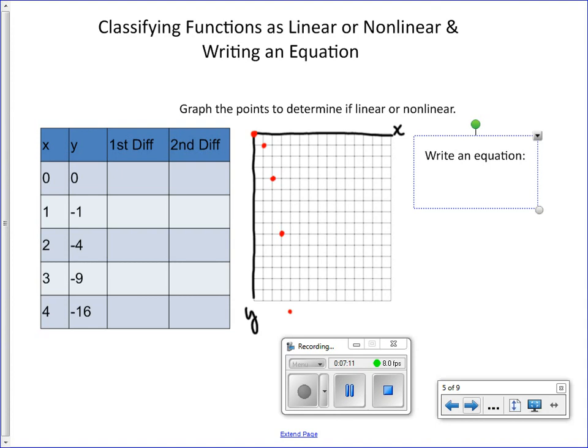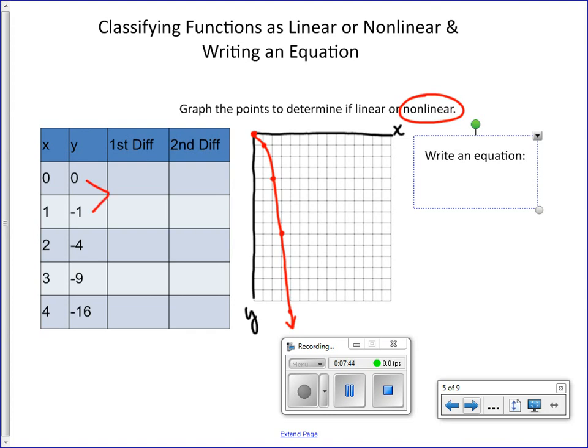Okay, as I join these points, and it's going to continue on in this direction, you can see that this is not exactly linear. It has a curve to it. So this is a non-linear function, and we're going to attempt to write an equation for this set of ordered pairs. So let's take a look at our first difference.